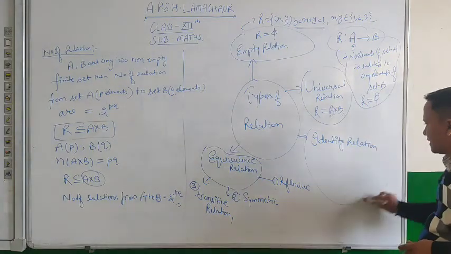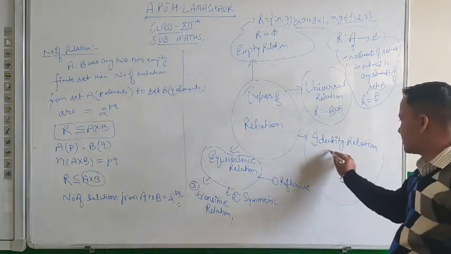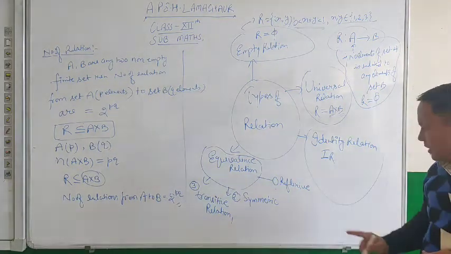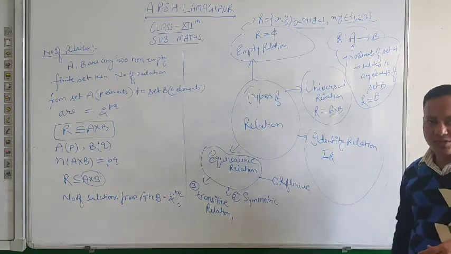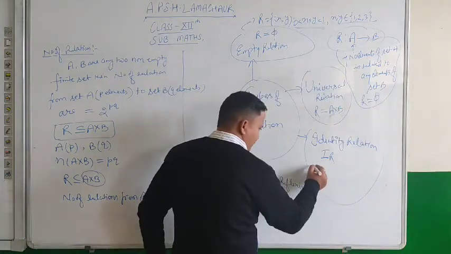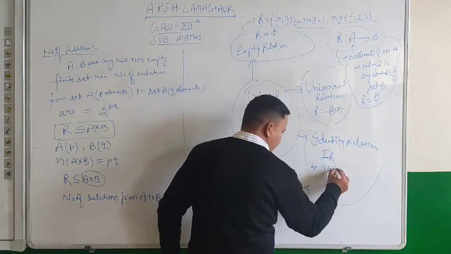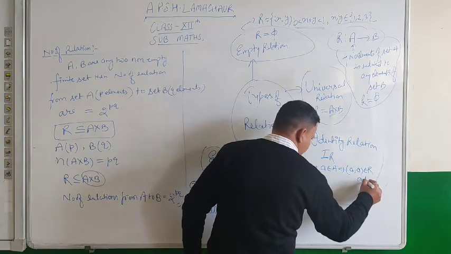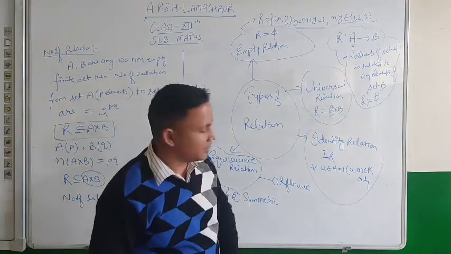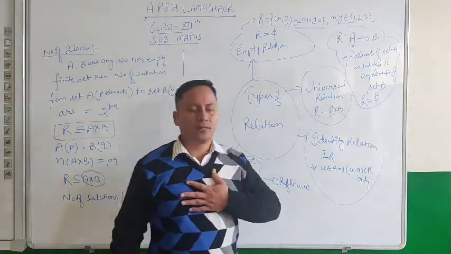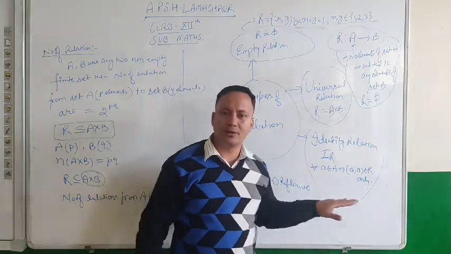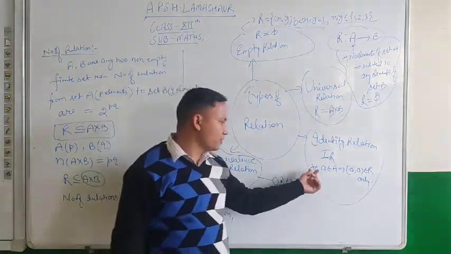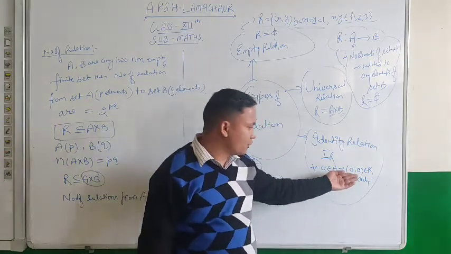Next, identity relation. So basically identity relation is denoted by IR. And what is the definition of it? For every a belongs to A implies (a, a) belongs to R only. What does it mean? It means that if we are defining the identity relation in any given non-empty finite set A, then what is the definition? The definition is for every a belongs to A, (a, a) belongs to R.